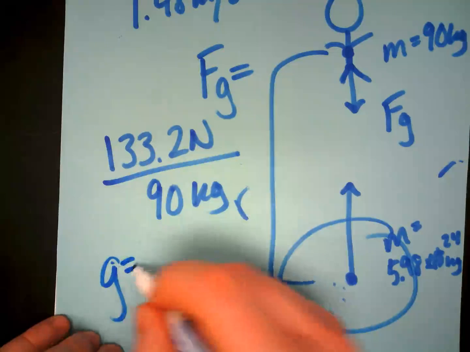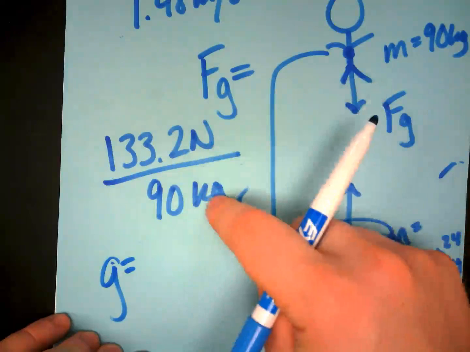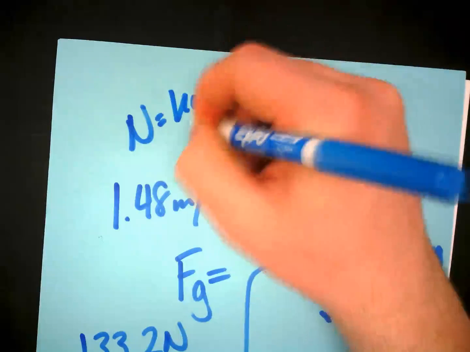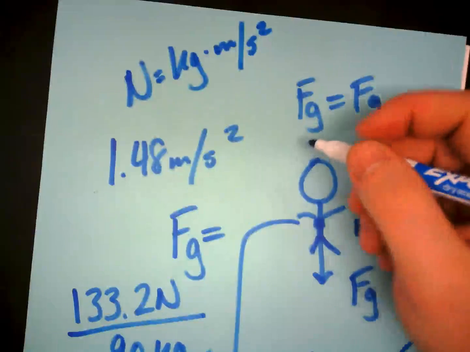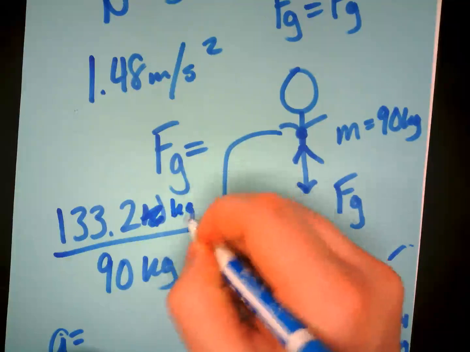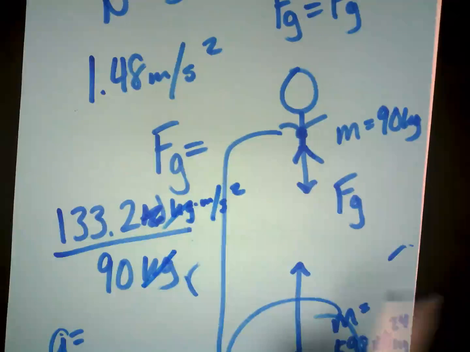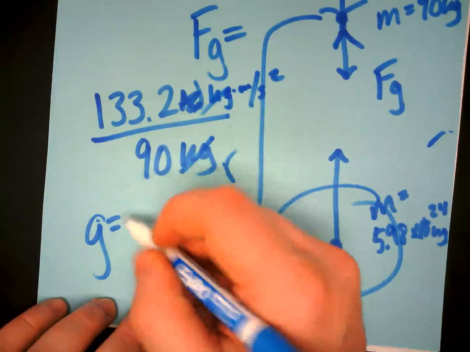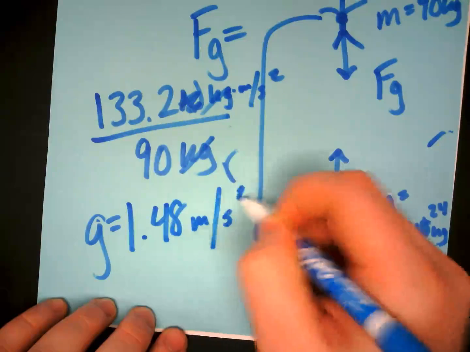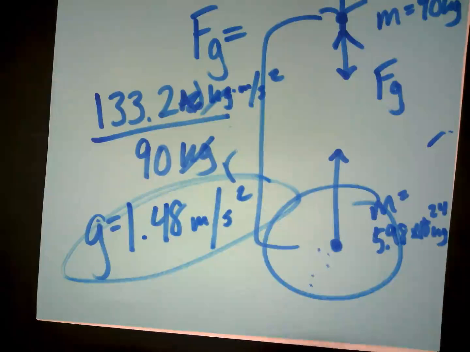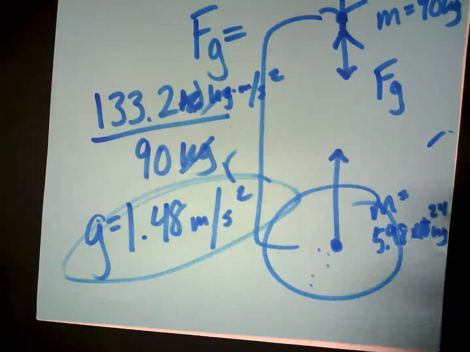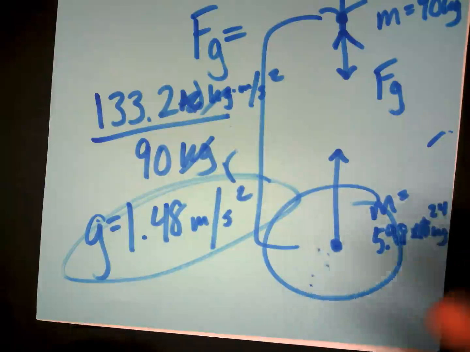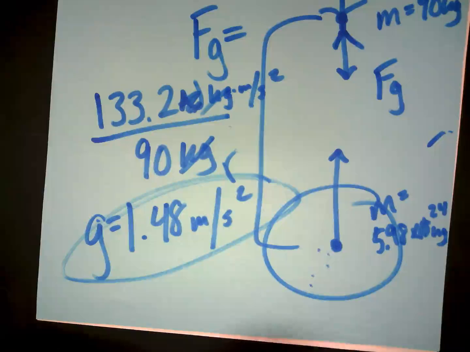Because we divided our newtons by kilograms, and remember, a newton is just kilograms times meters per second squared, the kilograms would cancel out and we'd be left with meters per second squared. So 133.2 divided by 90 gives us 1.48 meters per second squared, exactly the G that we calculated before, taking the weight of our guy and dividing it by the mass, 90 kilograms.